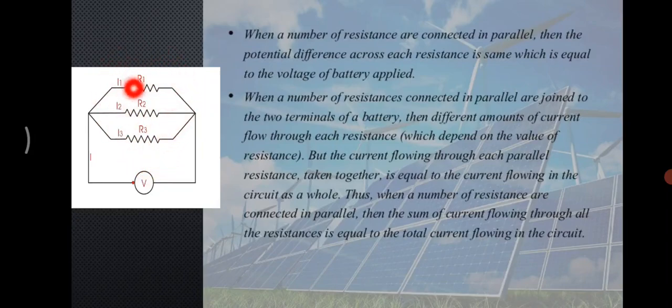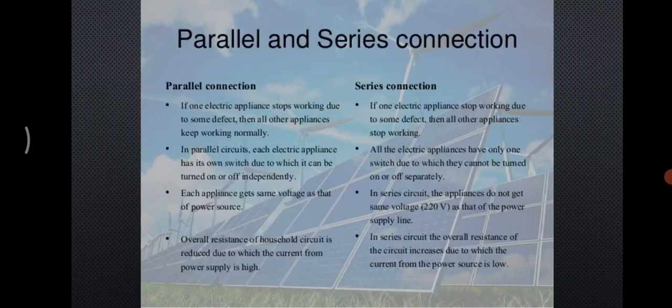And if suppose your bulb stops working, the fans will keep on working, TVs will keep on working. Why? Because they have different switches, and they are directly connected to the power source. Whereas in the series connection, they were not connected directly to the battery. That's why if one failed, others also stopped working. In series connection, if one electrical appliance stops working due to some defect, then all the appliances will stop working.